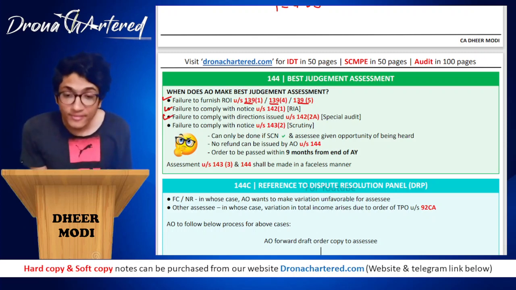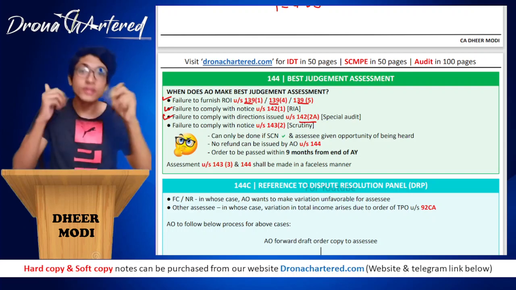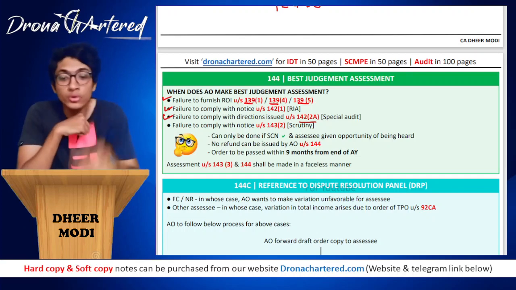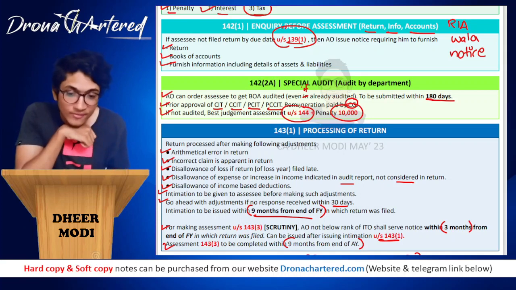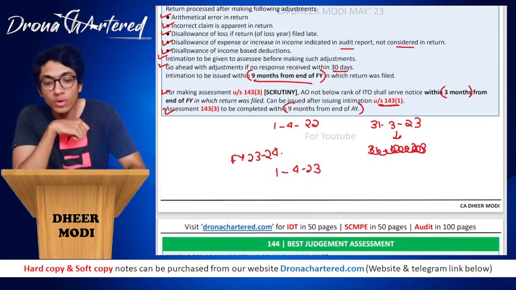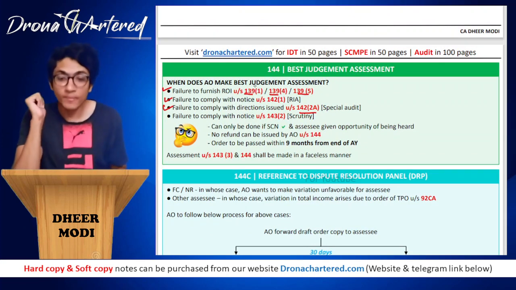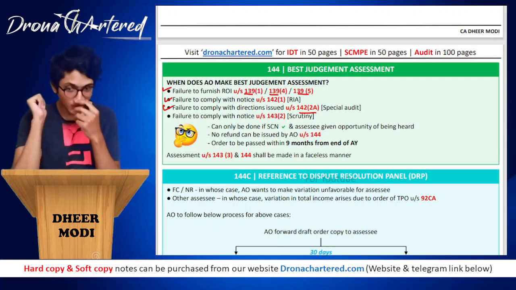Failure to comply with directions issued under section 142 2A, that is your special audit. Remember how the sections are being interlinked. That means if we had told you to do your audit, this is the same thing that we have written over here. Under 142 2A we have mentioned 144, and under 144 we have mentioned 142 2A. So failure to comply with directions issued under section 142 2A, there will be your special audit.